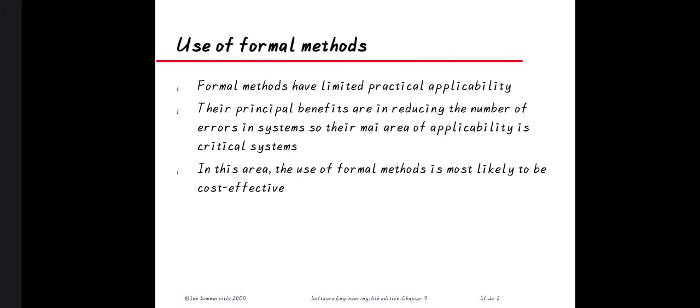Next one is use of formal methods. Formal methods have limited practical applicability. Their principal benefits are in reducing the number of errors in systems, so their main area of applicability is critical systems. In this area, the use of formal methods is most likely to be cost effective.